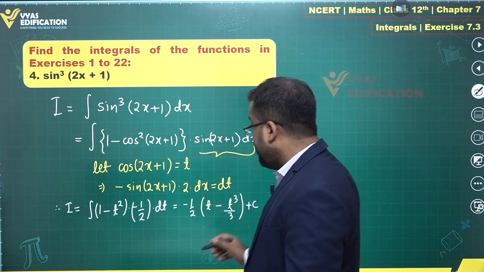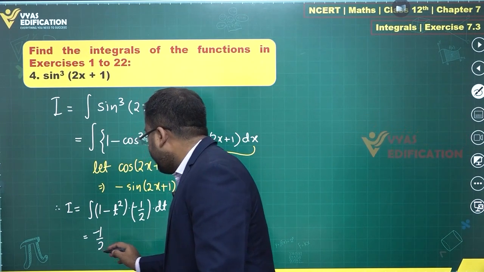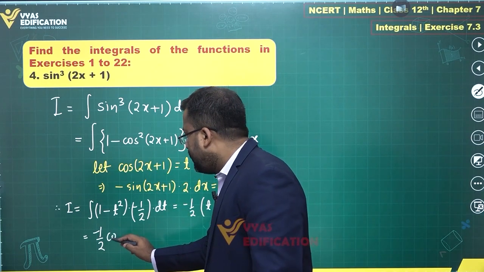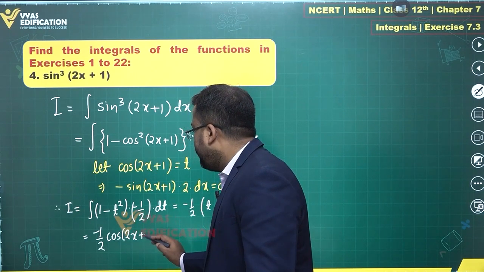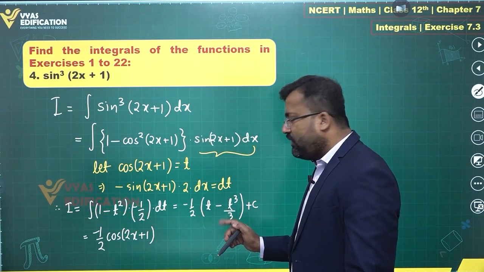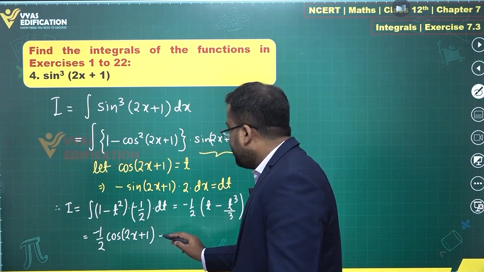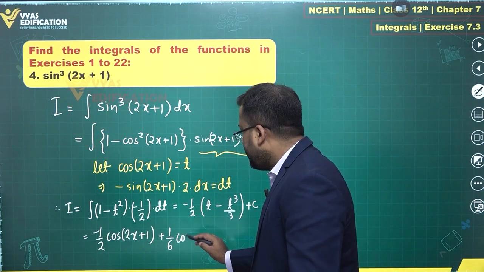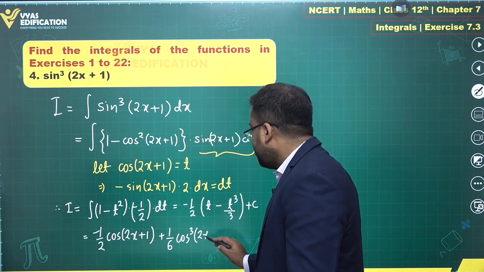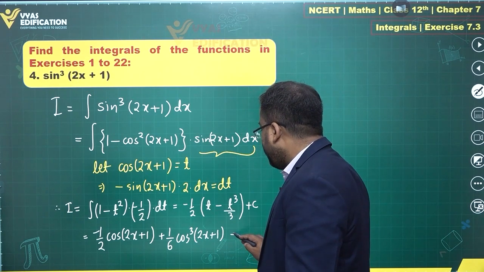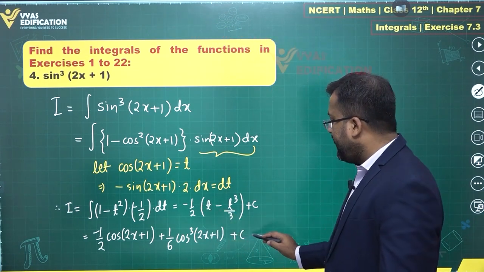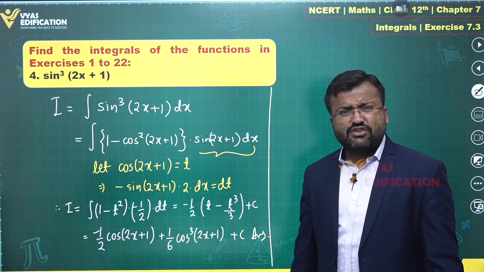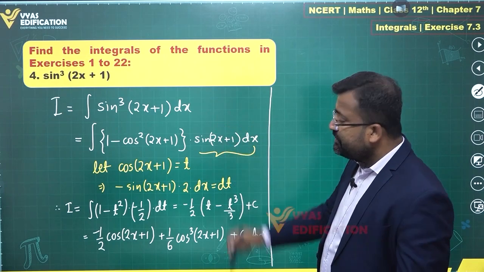Let's multiply them together. This becomes minus 1 by 2 times t. And what is t? t is this expression, cos of 2x plus 1. Then you have minus 1 by 2 and minus 1 by 3, that becomes plus 1 by 6. And you have t cube. t cube will be the cube of this, cos cube 2x plus 1, and you have a constant of integration. This is the final answer for this question, but it is using this idea of substitution.